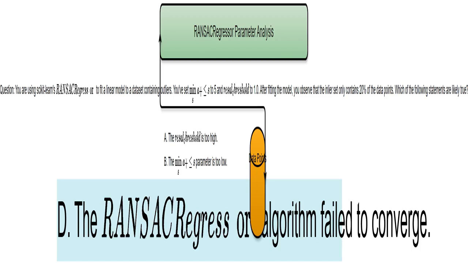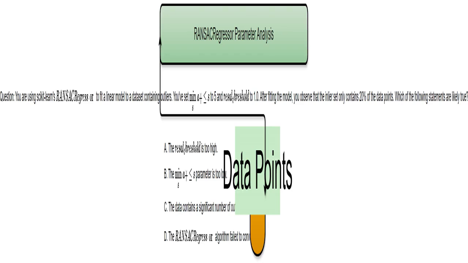The algorithm will find a solution, but the quality of that solution may be poor depending on parameters or the data's quality. The data points are the individual measurements that are fed into the RANSACRegressor algorithm. These points are analyzed, and based on the set parameters, the algorithm decides whether each point is an inlier, a data point considered consistent with the model, or an outlier, a point that deviates significantly from the model.